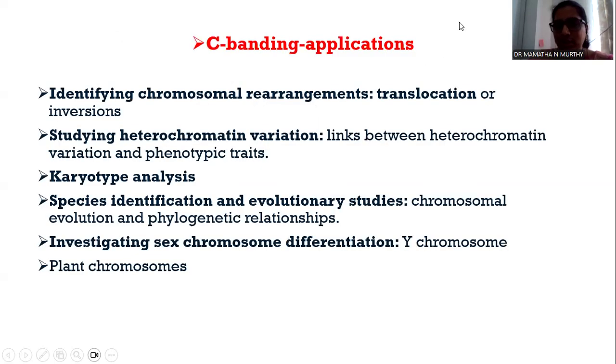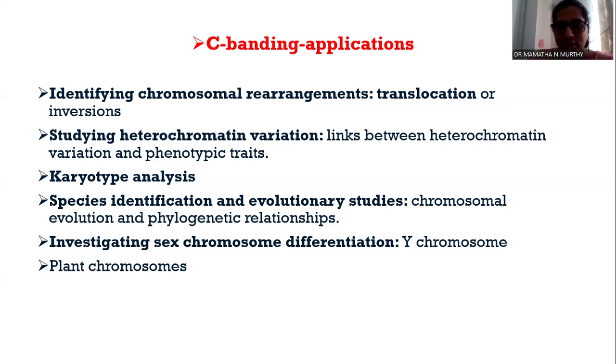The main applications of C banding include identification of chromosomal rearrangements. Any chromosomal abnormalities like translocation or inversion can be identified easily using C banding techniques. It also helps us to study heterochromatin variations, like the links between heterochromatin variation and phenotypic traits. Then karyotyping analysis, to understand the chromosomal numbers, structure of the chromosomes and chromosomal abnormalities, can be done using C banding techniques.